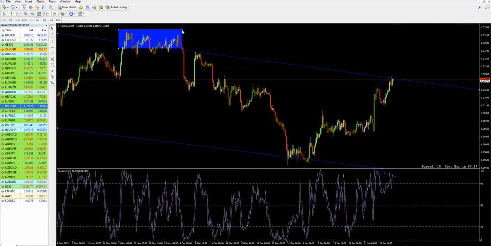Okay, it does take time for this move to develop, so just keep it on your watch list, and this also teaches you some patience as well.